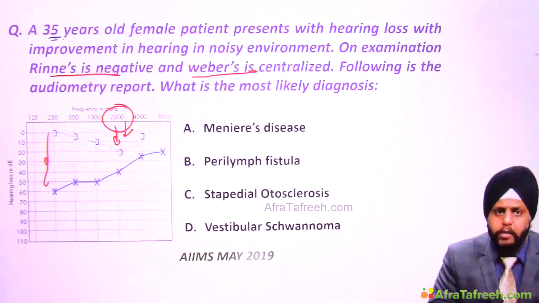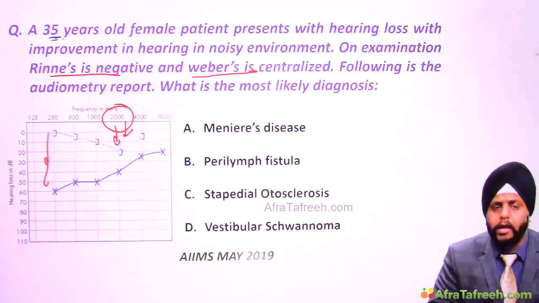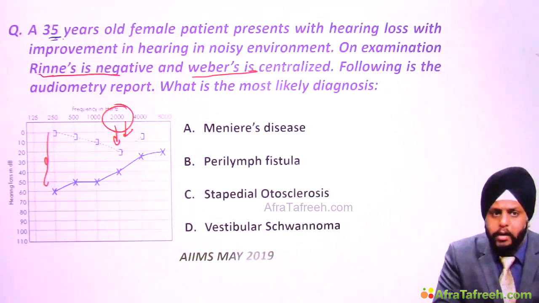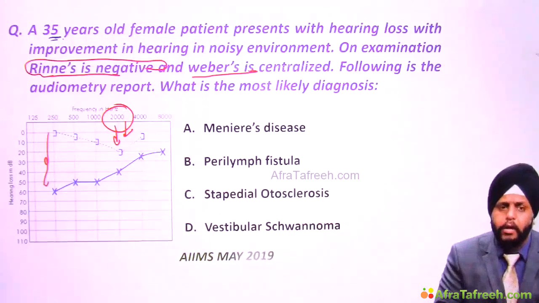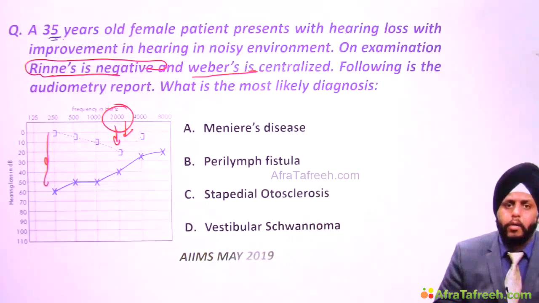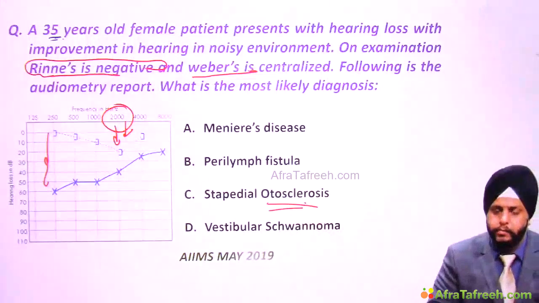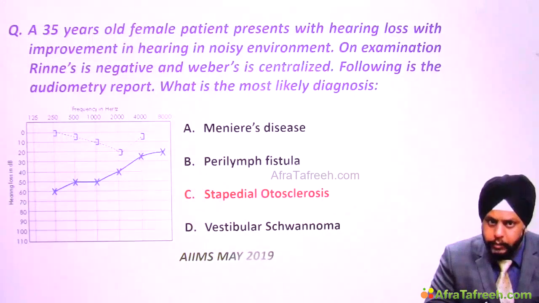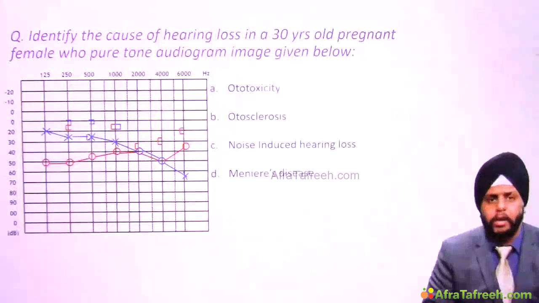So the typical history of paracusis willisii, a female patient. Okay, Rinne's is negative. Rinne's is negative in conductive hearing loss. All right, all of this points towards otosclerosis. Okay, so our answer has to be otosclerosis. Right, let's go and look at the next question.